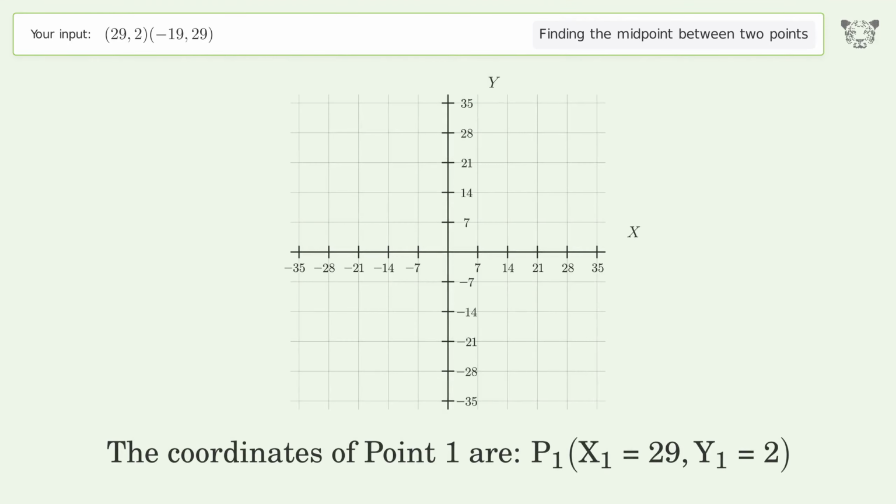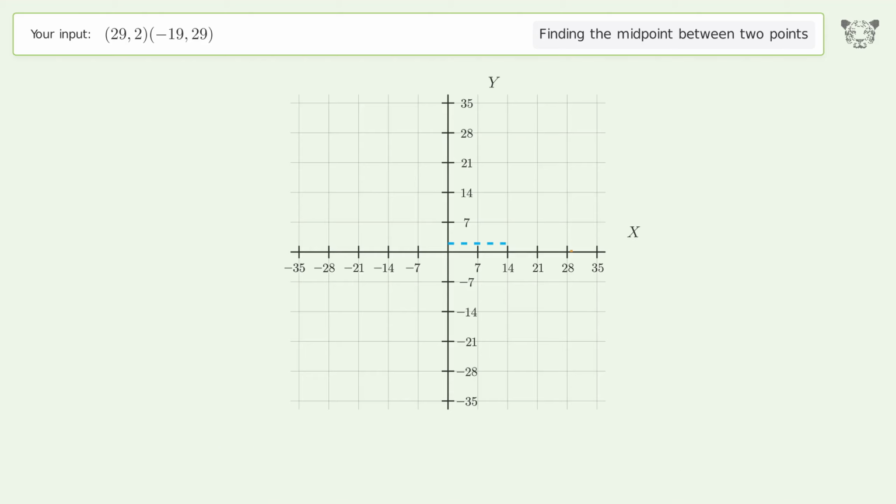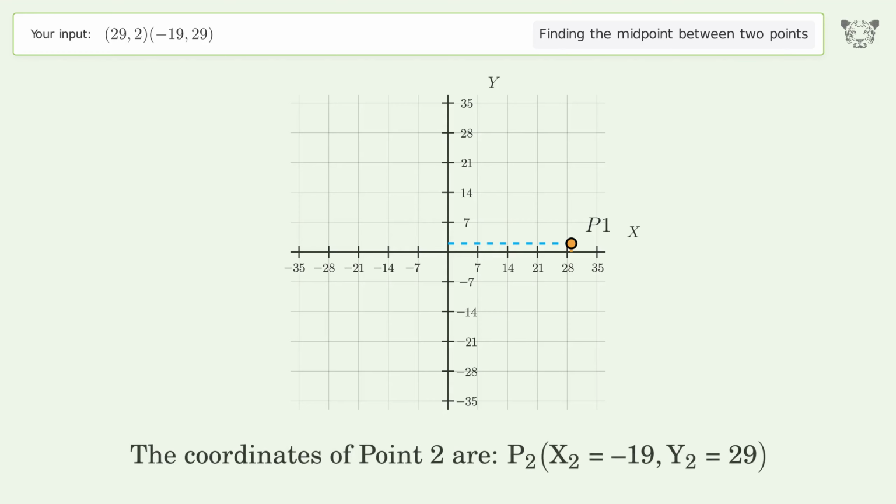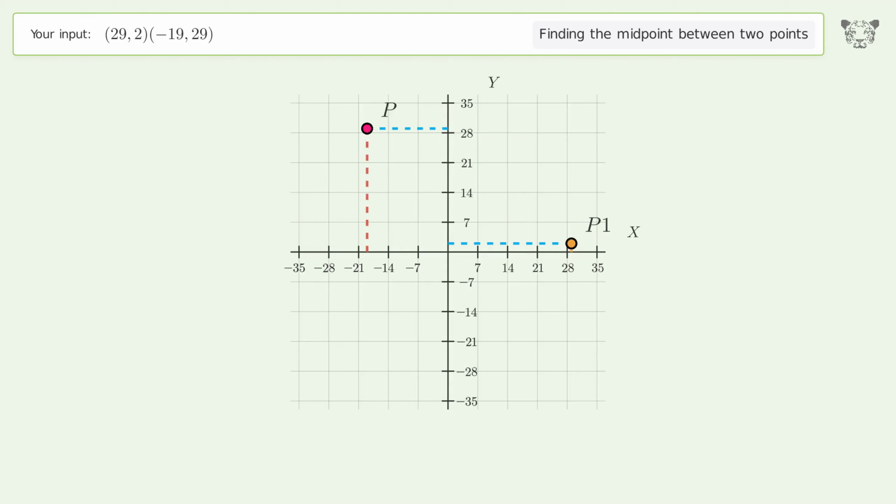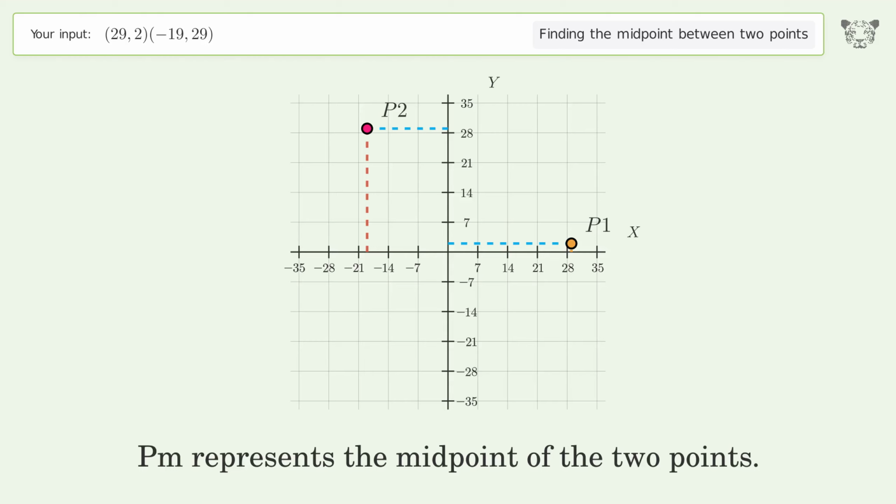The coordinates of point 1 are x1 equals 29, y1 equals 2. The coordinates of point 2 are x2 equals negative 19, y2 equals 29. PM represents the midpoint of the 2 points.